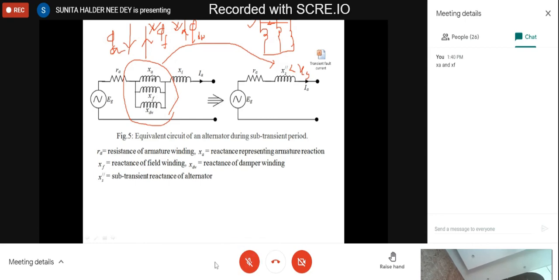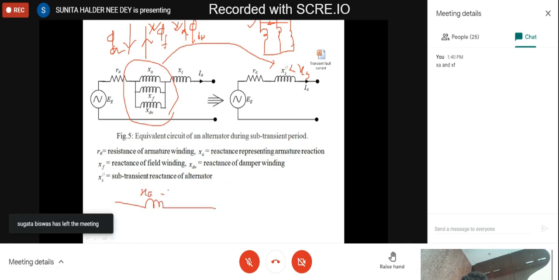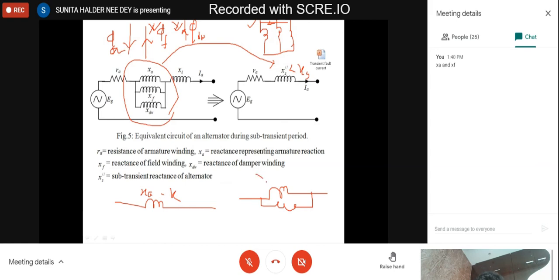Actually, here the representation is to indicate that this XA will not be XA when there is a subtransient condition. This XA will be reduced. Now there are two types of representation. You may say this is XA minus K. That is one type of representation. Or you may say this XA has been connected to some reactance that is producing XA minus K. There are only two types of representation.